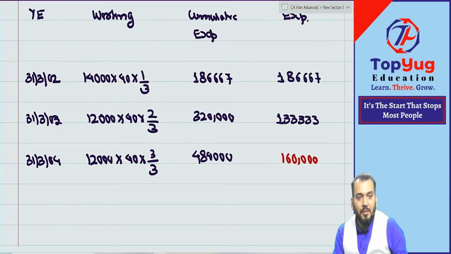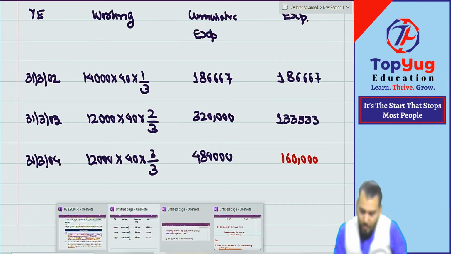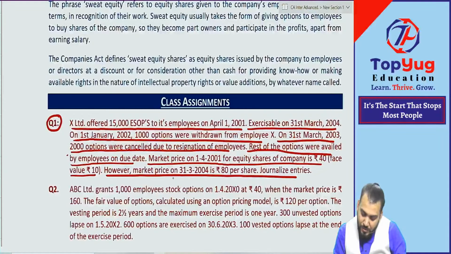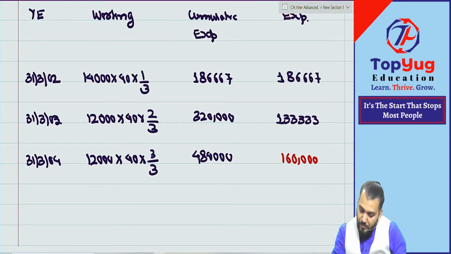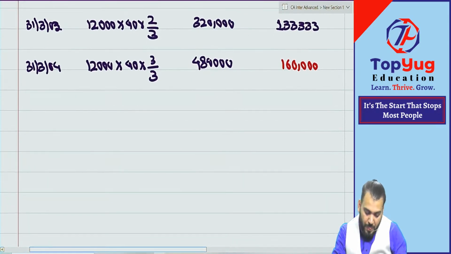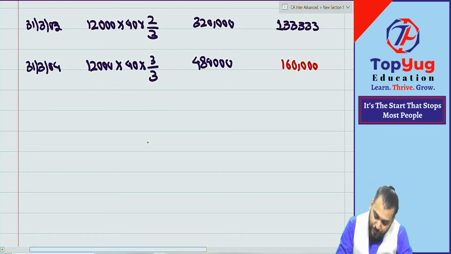But what do you think? Chapter is complicated? No, not complicated. But what have they asked? Generalize entry. So can we generalize? You will do, I will do.